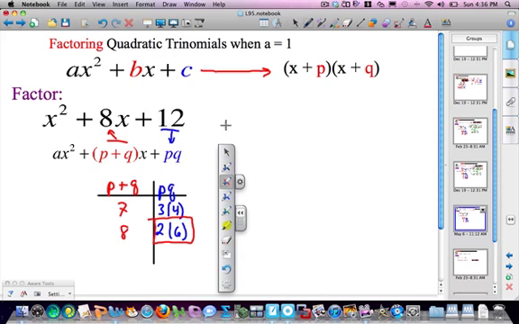Now from our previous examples, we already know that the two factors are going to be linear binomials. And because the leading coefficient is 1, the first term of each binomial will be the factors of x squared, in this case x and x. So now it's just a matter of plugging in the p value that we found and the q value. The p value is a positive 2, and the q value is a positive 6.